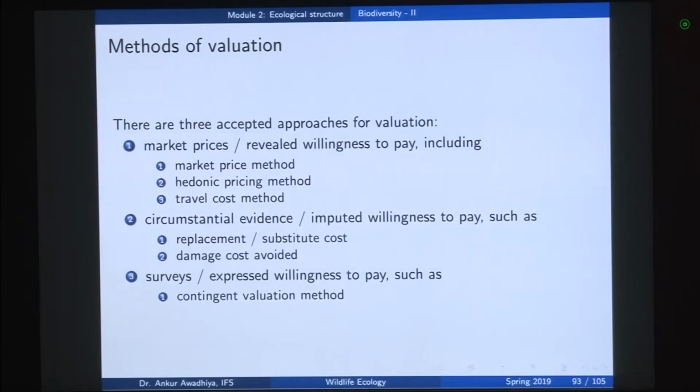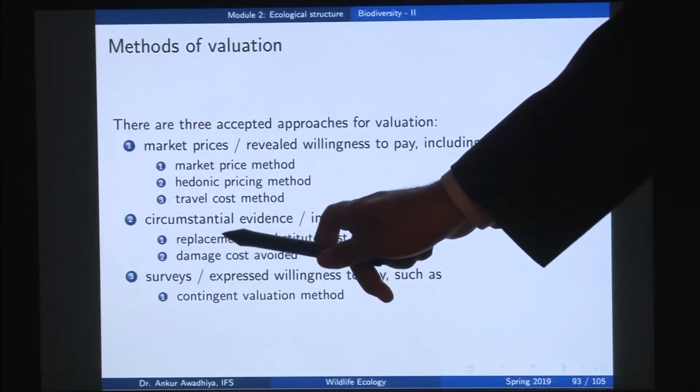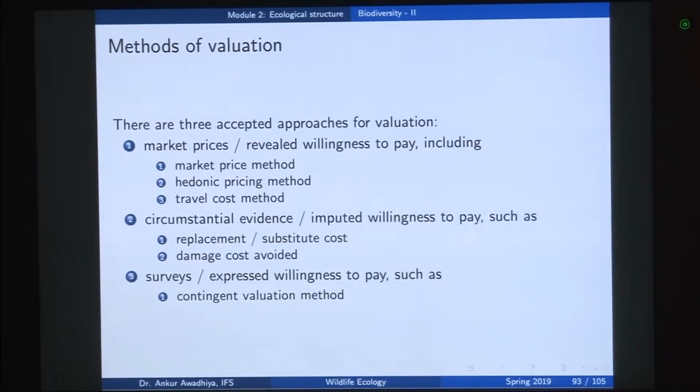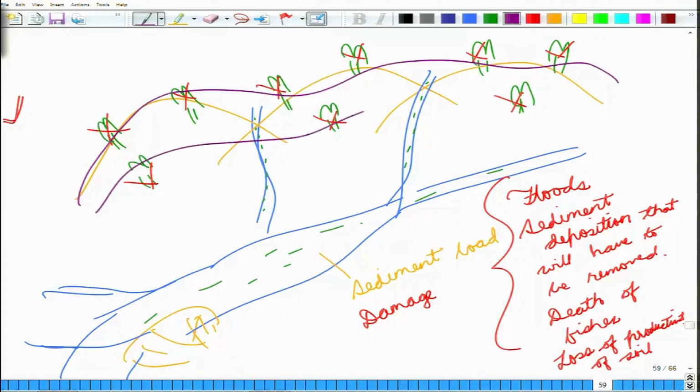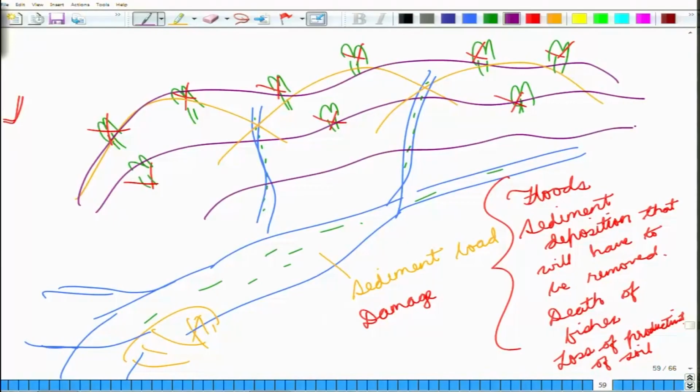A similar method goes by the name of replacement or substitute cost. So, for instance, I can say okay, I want this situation to persist, I do not want the sediments to get out, but at the same time I need to get timber out of it. So, I will remove all of these trees. So, I will cut down all of these trees and probably I will put up some sort of a fabric on top of this area, which goes by the name of a geofabric.